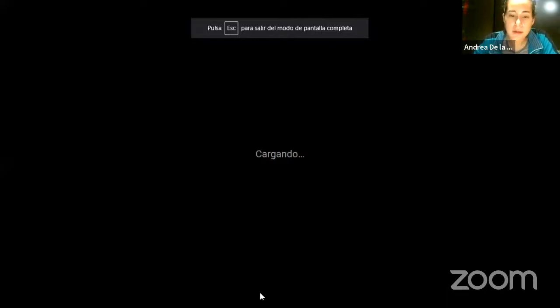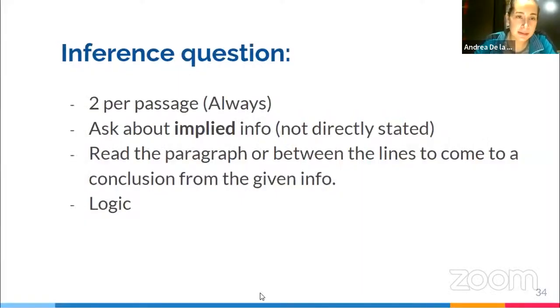Okay. All right. Now, the next type of question we're going to see is a little bit different. Maybe some students find it a little bit more complicated. It's a matter of practice, I'd say. The thing about this question is that it's not as direct as the other ones. This question is called inference question. Does anyone know what an inference is? Or maybe an example of an inference?